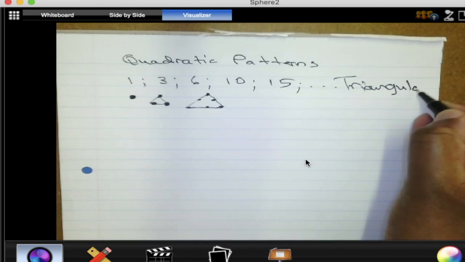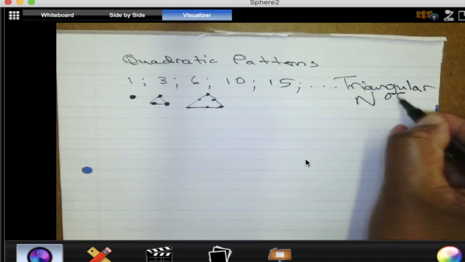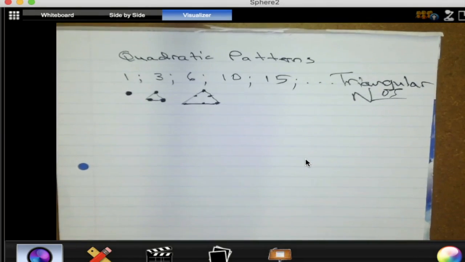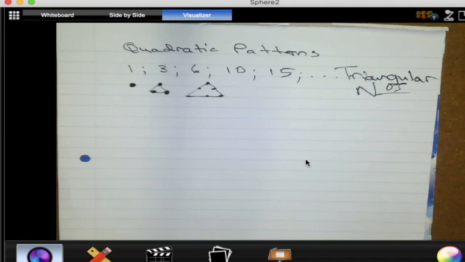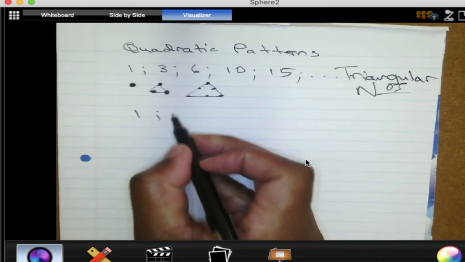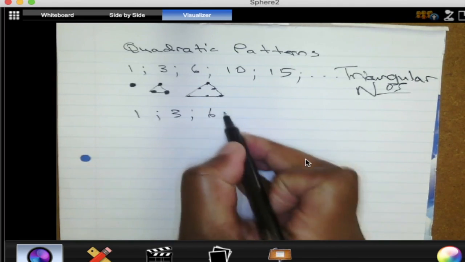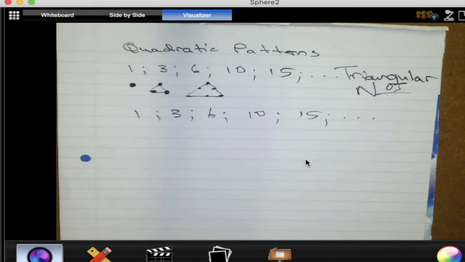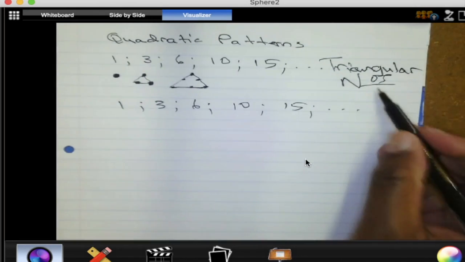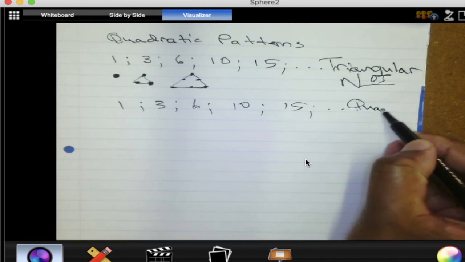We have other types of numbers as well. For instance, we have pentagonal numbers. So the dots are arranged in such a way that you can get a pentagon. But let's look at 1, 3, 6, 10, 15, and so on. I think you know that this is quadratic, right? How do you know that it's quadratic?